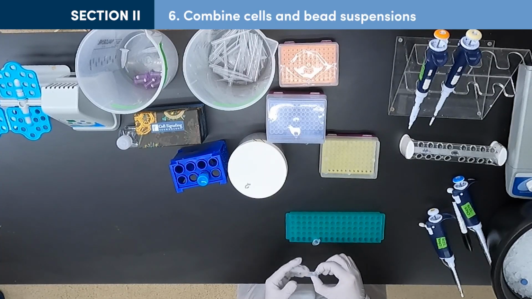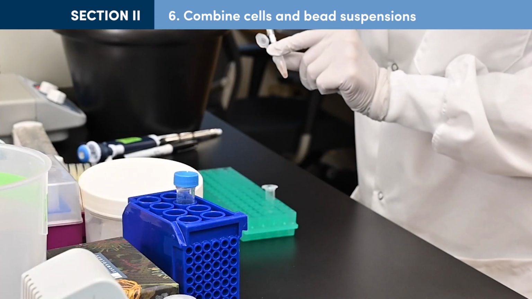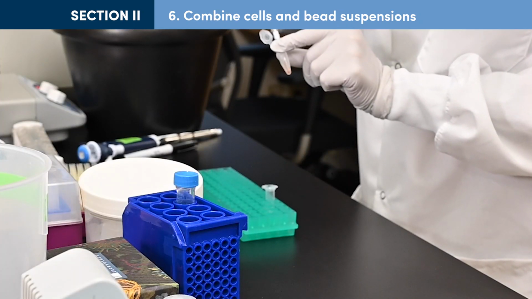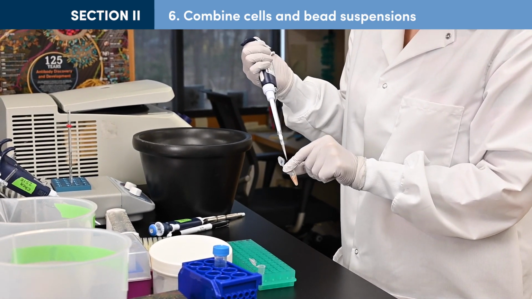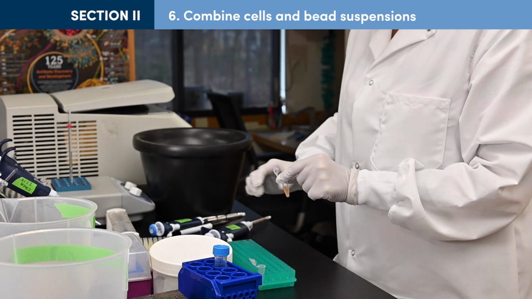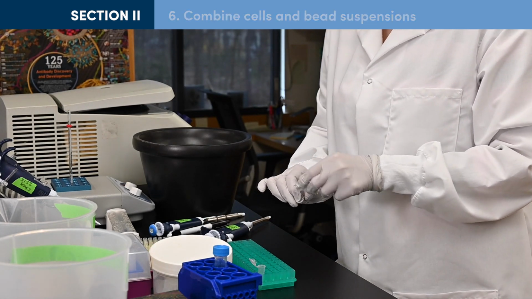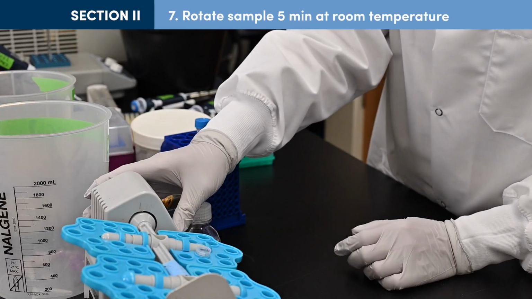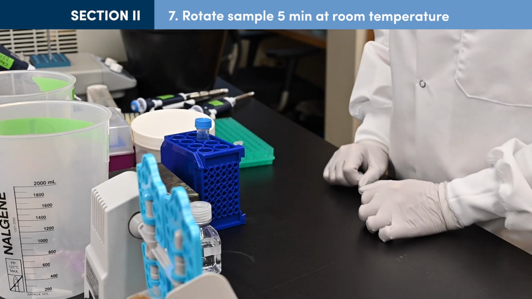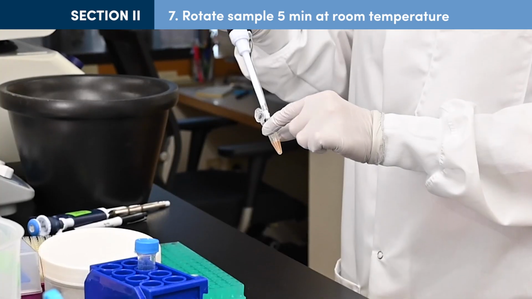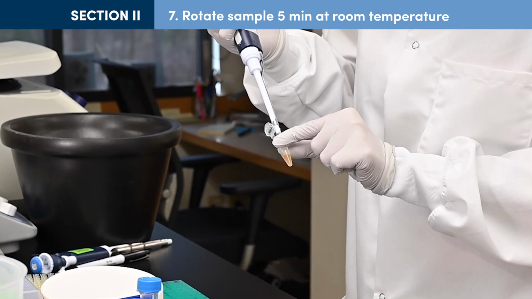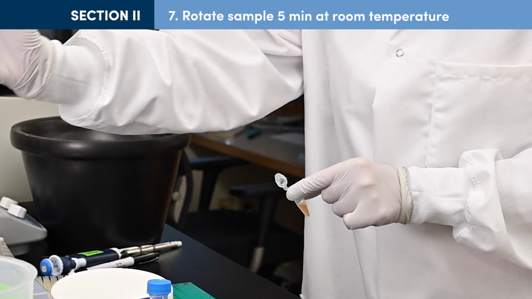Visually inspect the beads before combining with cells. If needed, pipette up and down to ensure a uniform suspension. Add 10 microliters of bead suspension per reaction to the washed cell suspension from section 1. Rotate the mixed sample for 5 minutes at room temperature. Alternatively, use a rocker or incubate on a stationary rack. If needed, beads can be resuspended by pipetting up and down.